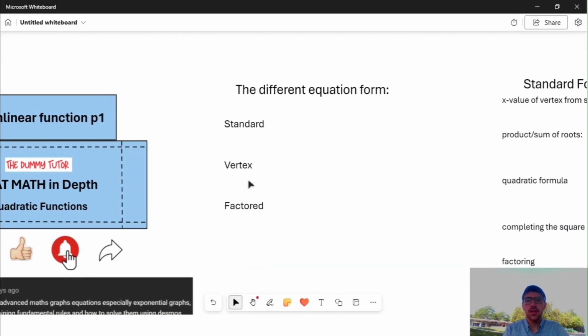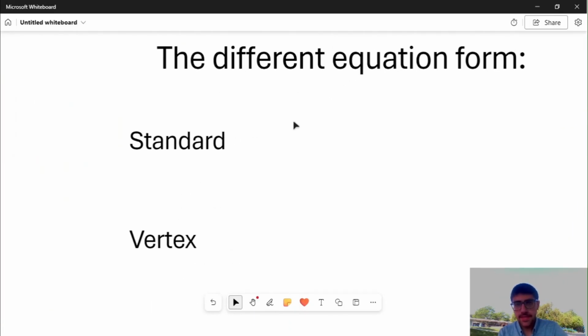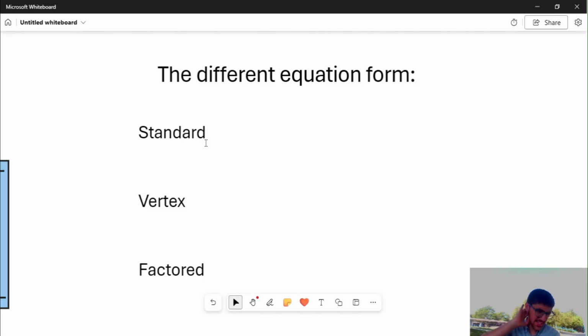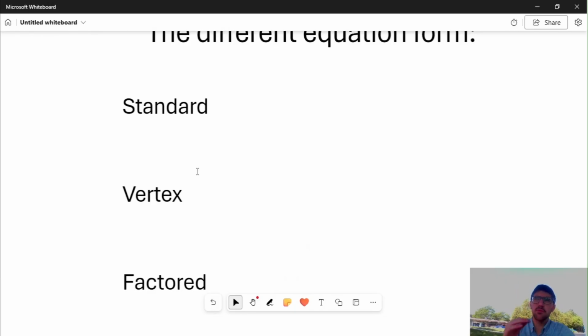Let's get started. So the different equation forms, I'm going to start with that. Before we go into depth with all the formulas and techniques, it's important to note the forms that you will encounter. How is it going to look on the SAT, and in general also? The standard form is the most common one, and it's the most useful one. You can get the most things out of it.